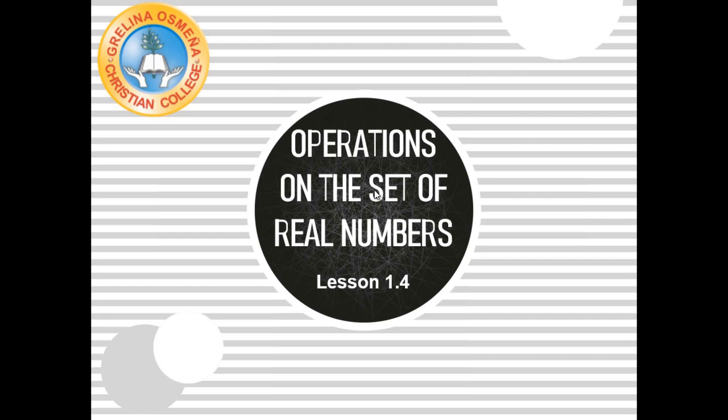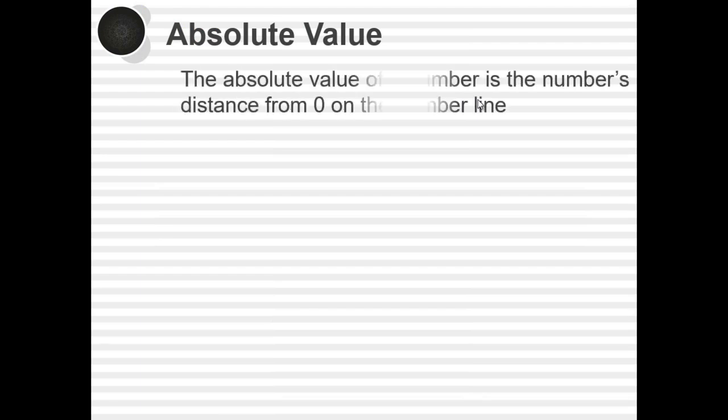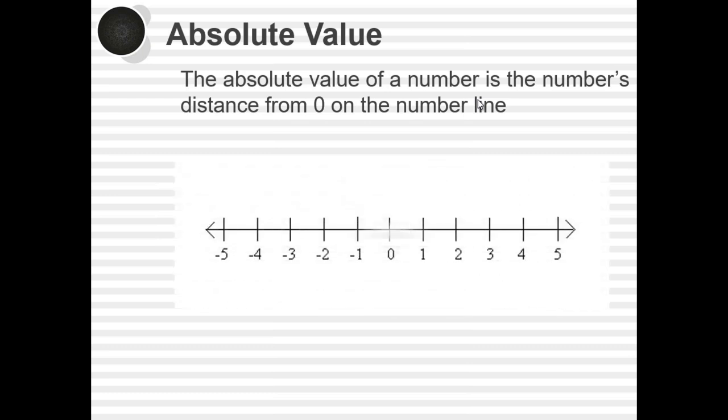Now, before we proceed to the fundamental operations of the integers, we'll first discuss what an absolute value is. An absolute value of a number is the number's distance from 0 on the number line. Talking about the number line, we know that a number line contains all the real numbers. Each point on the line has a corresponding number unique to each point.